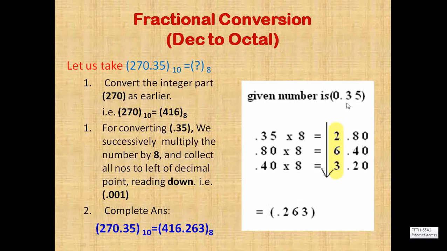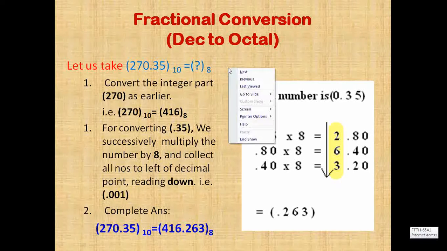octal conversion of 0.35. So the complete answer will be 270.35 base 10 is equal to 416.263.